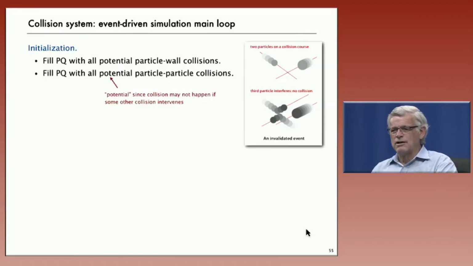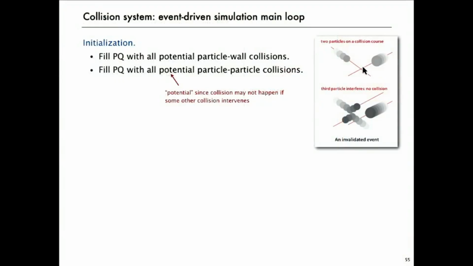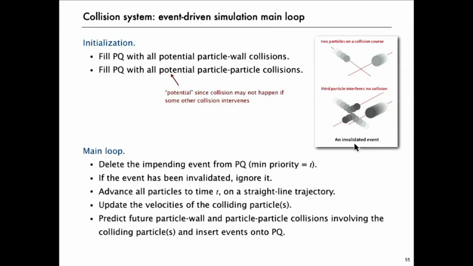Now, all collisions might not happen. So we might have two particles that are on a collision course, and we're going to predict that point for both of those particles, even right at the beginning. But it might be the case that there's a third particle that knocks one of those out before that thing happens, and that event would be invalidated. So the simulation has to be careful to take that into account, but that's not difficult to do.